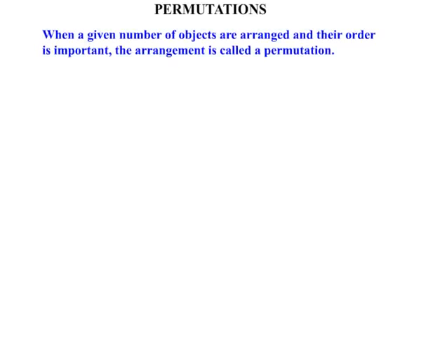Now in this lesson we look at what's known as permutations. When a given number of objects are arranged and their order is important, the arrangement is called a permutation. Let's look at a few examples.